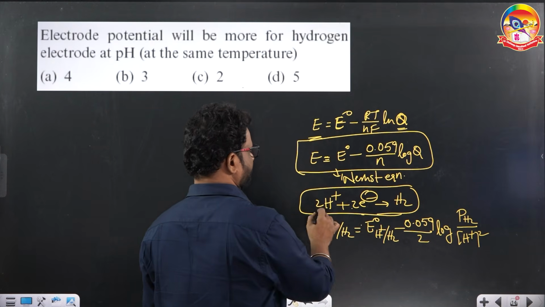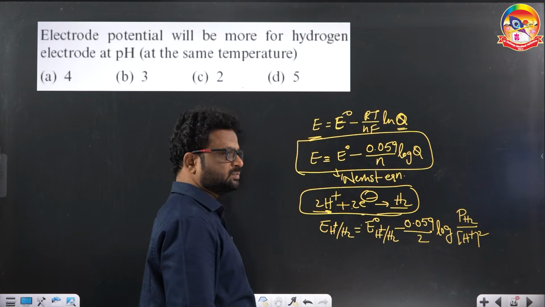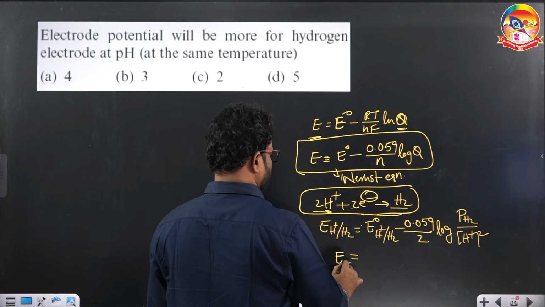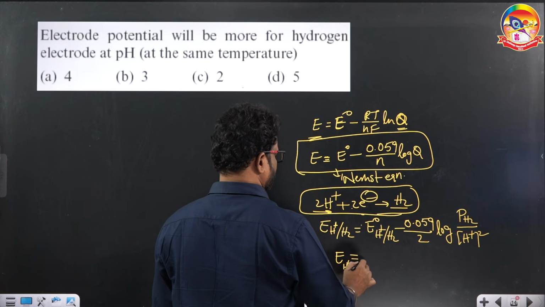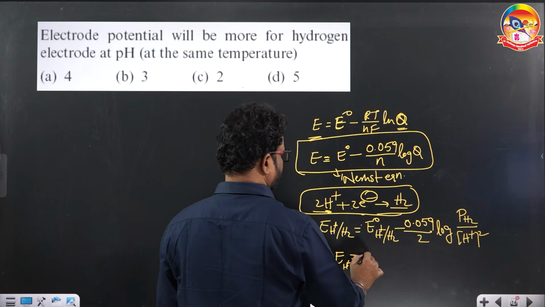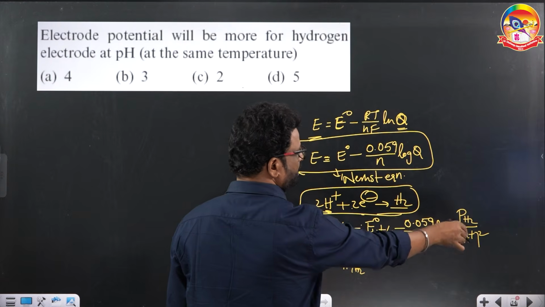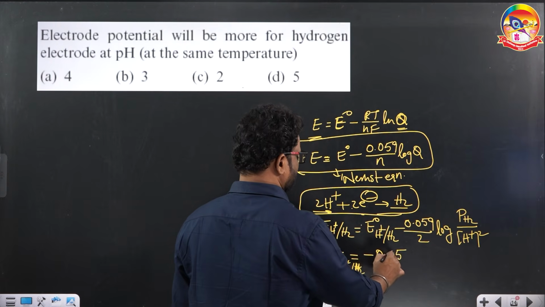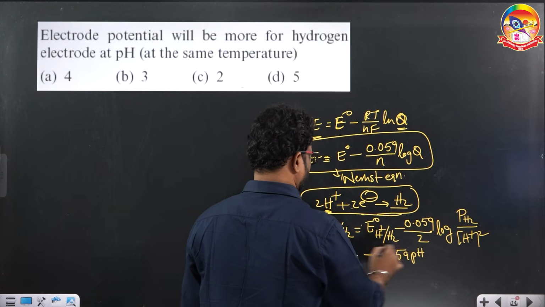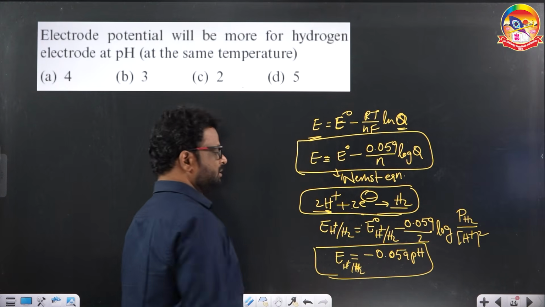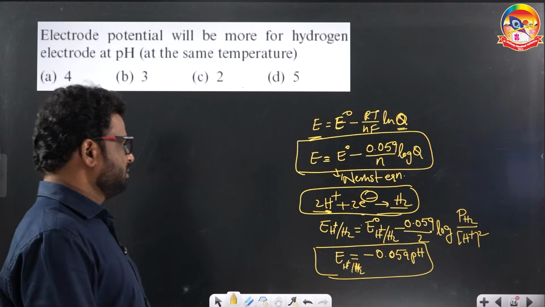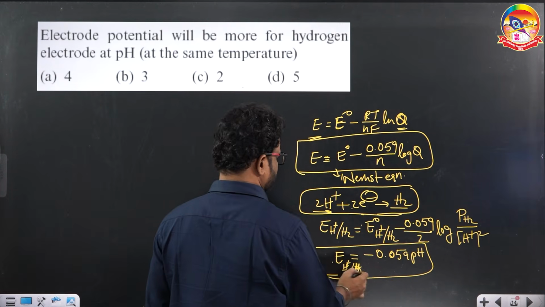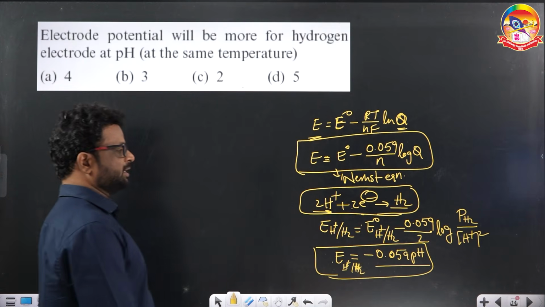But you can simplify it. When pressure is not mentioned, you can consider it as 1 bar, and E naught is 0, and finally E of H plus to H2 can be written as minus 0.059 into log of 1 by H plus whole square. In short, you can write it as minus 0.059 into pH directly. Use it as a short formula. For hydrogen electrode potential, especially reduction potential, H plus to H2, minus 0.059 into pH is the formula.